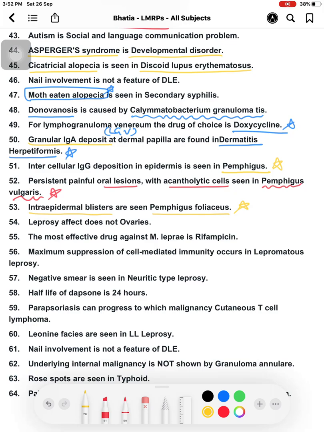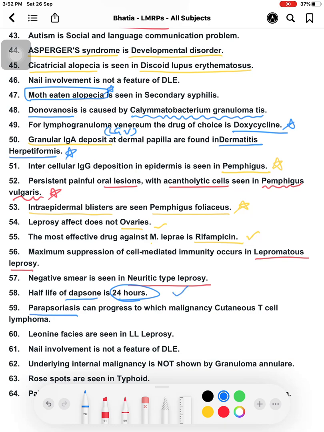Leprosy does not affect ovaries. The most effective drug against Mycobacterium leprae is rifampicin. Maximum suppression of cell-mediated immunity occurs in lepromatous leprosy. Negative smear is seen in neuritic type of leprosy. Half-life of dapsone is 24 hours.